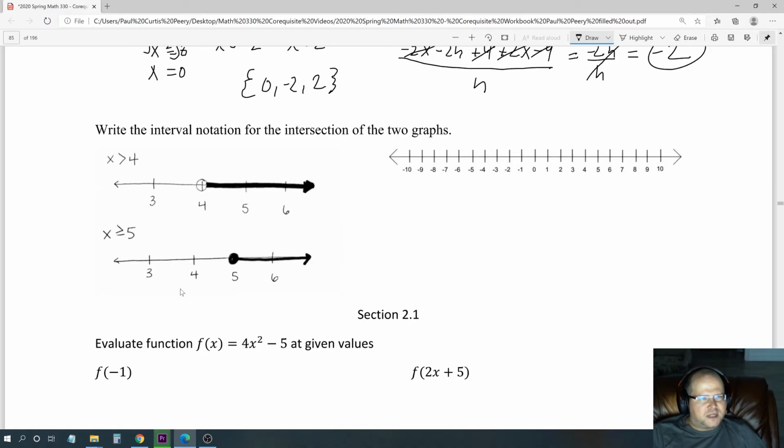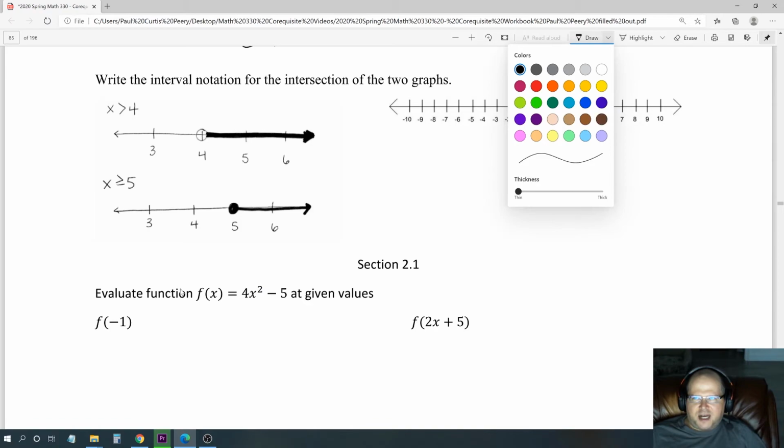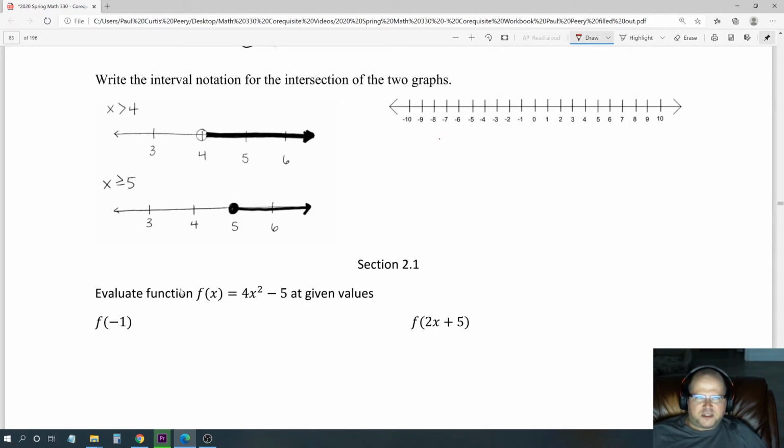We're going to write the interval notation for the intersection of the two graphs. You can graph it first. It didn't say graph it, but for illustrative purposes, you might want to graph it. So I'm going to graph it using different colors. Obviously, if you're on the test, you might not have the option of using different colors, but just for illustrative purposes, I'm going to do it.